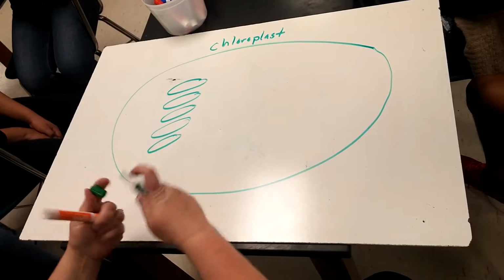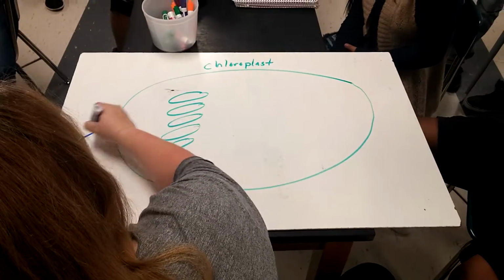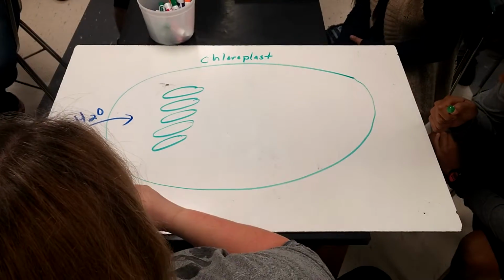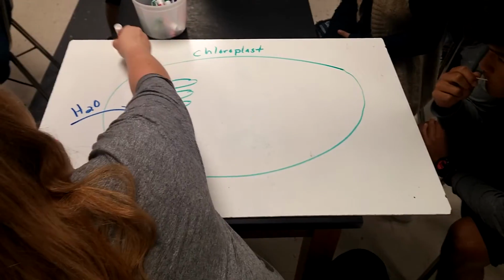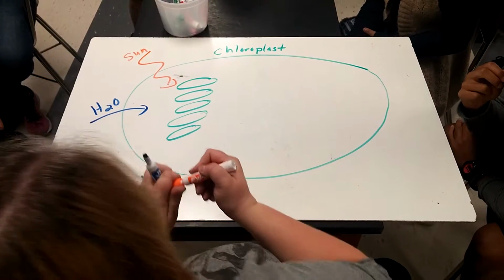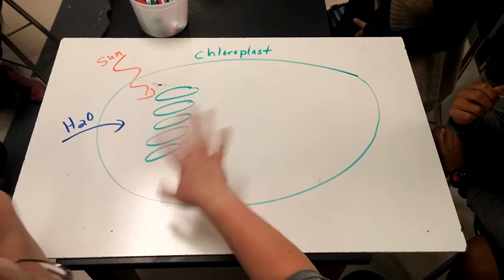To start this reaction, we need two things. The plant needs some water, H2O, that it gets from the roots. And it also needs some energy to start the reaction. And the energy comes from sunlight. So the sun energy hits the thylakoid membranes here with the chlorophyll, and they get really excited.